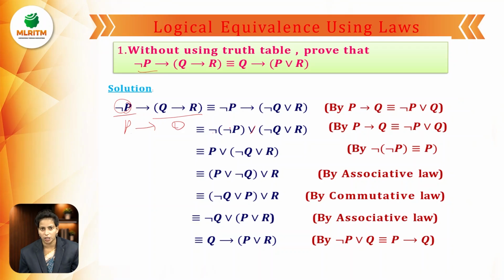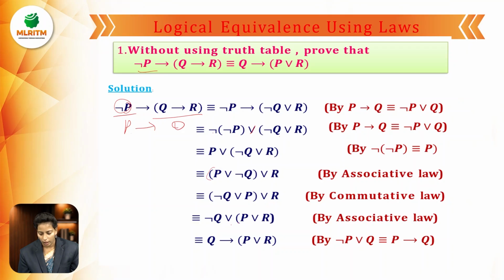So negation of negation P, double negation law. So negation of negation P equals P, or negation Q or R. Then associative law, that means (P or negation Q) or R. Here the commutative law says P and Q equals Q and P. So like that, Q or P or R. Here we apply the associative law again.